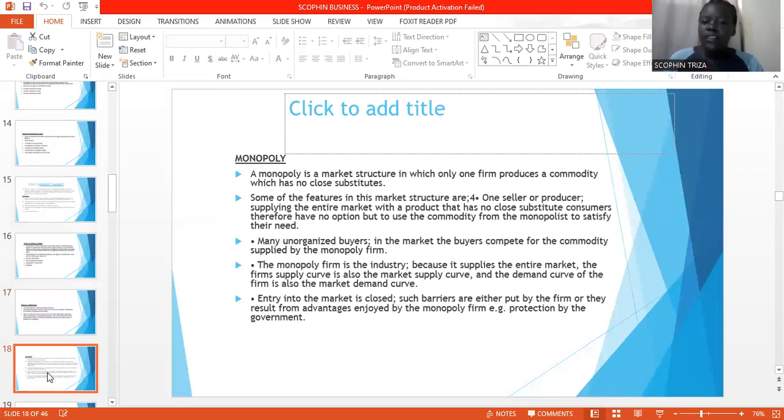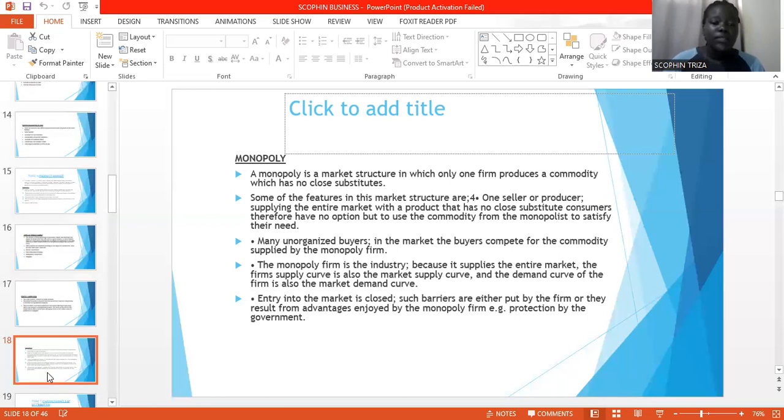Monopoly, on the other hand, is a market structure in which one firm produces a commodity which has no close substitutes. Some of the features in this market structure are one seller and many unorganized buyers. The monopoly firm is the industry because it supplies the entire market. The firm supply curve is also the market supply curve, and the demand curve of the firm is also the market demand curve. Entry into the market is closed. Such barriers are either put up by the firm or they result from advantages enjoyed by the monopoly firm, e.g., it is protected by the government.